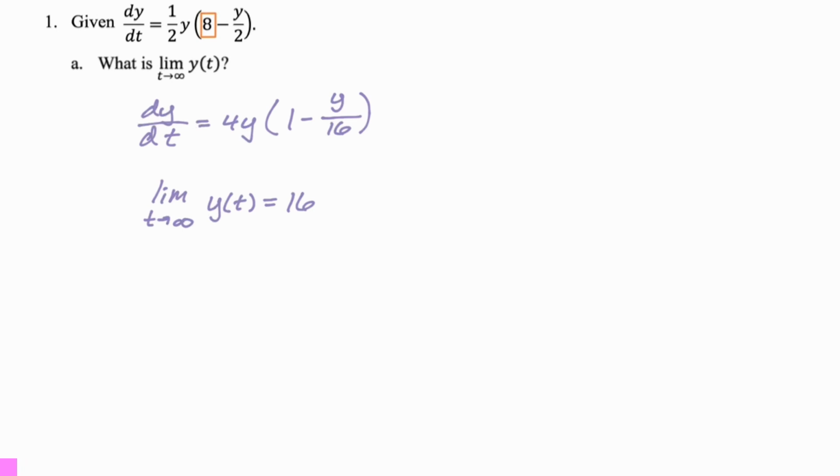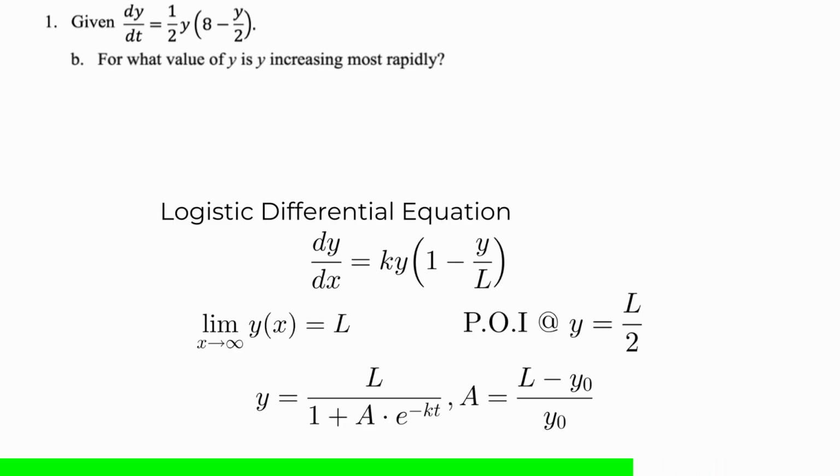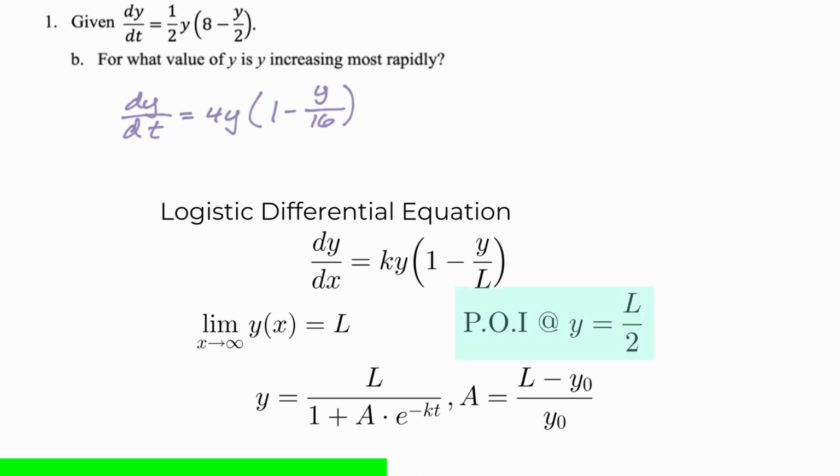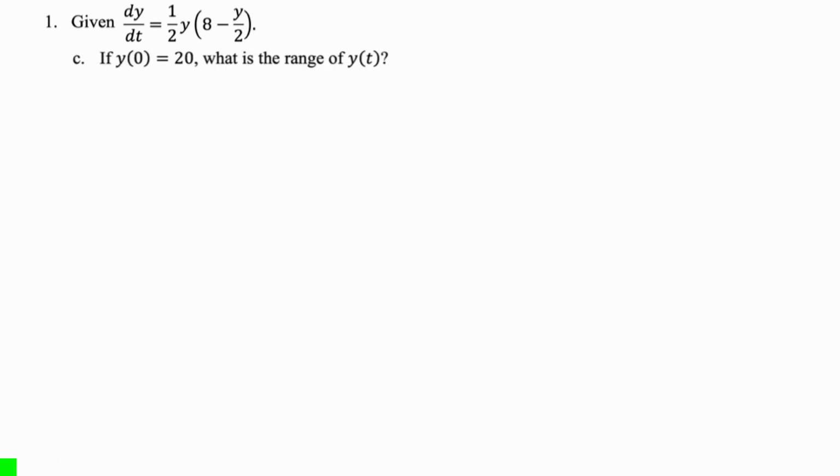Let's take a look at the next part. For what value of y is y increasing most rapidly? This is another one of those facts that you should know. We've rewritten our differential equation. Y is always increasing most rapidly, or the solution curve has a point of inflection, at the limit divided by 2. Since we said the limit was 16, y is increasing most rapidly for y equals 8. Let's take a look at the next one. With logistic differential equation problems, there's just not a lot going on.